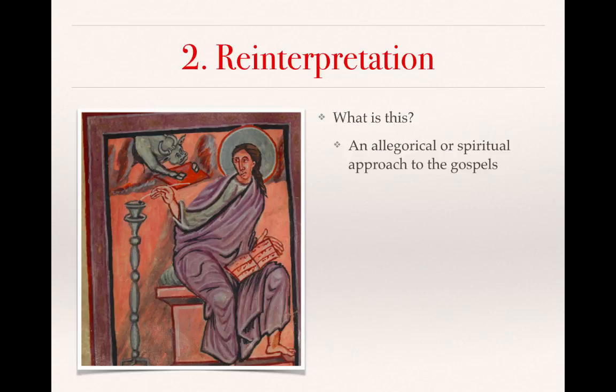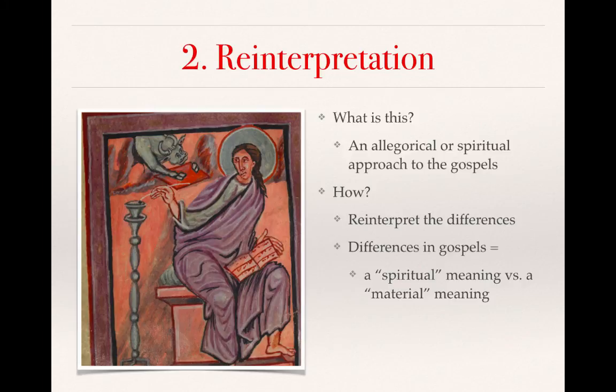The second option is reinterpretation. So what is this? It's an allegorical or a spiritual approach to the Gospels. Essentially, the way in which you reinterpret the differences is to propose a spiritual meaning versus a material or a physical meaning. So where there are differences, those differences may reflect that on the one hand, there's a story that is the physical, telling the historical story, and that another story perhaps in contrast to that story is the spiritual meaning. An example of this approach is the very famous exegete Origen, who read the Gospels with this attention to the spiritual versus the material.